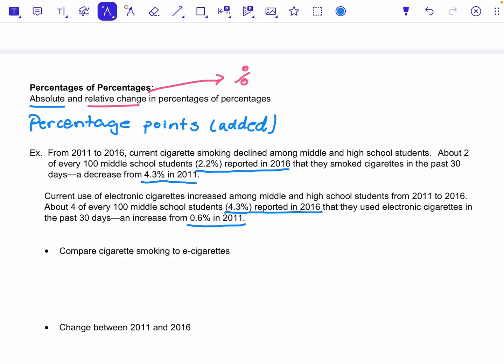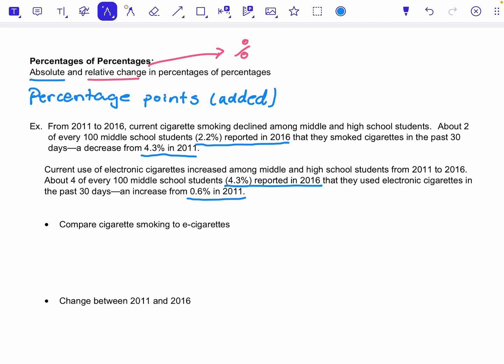We're going to start by comparing cigarette smoking to e-cigarettes. For the sake of this problem, we're going to take the numbers from 2016 and compare them. Now you might be going, okay, what's my reference point? What's the original value here? They're both the same year. None of them are the national average. But it's saying we're comparing cigarettes to e-cigarettes. So when we deal with problems like that, we're going to assume that the number you are comparing it to is our reference point. That's what we're comparing it to.